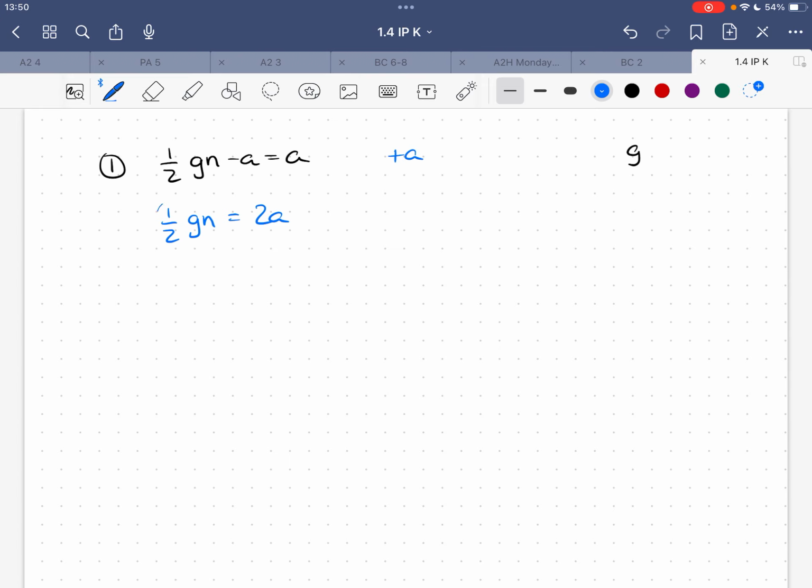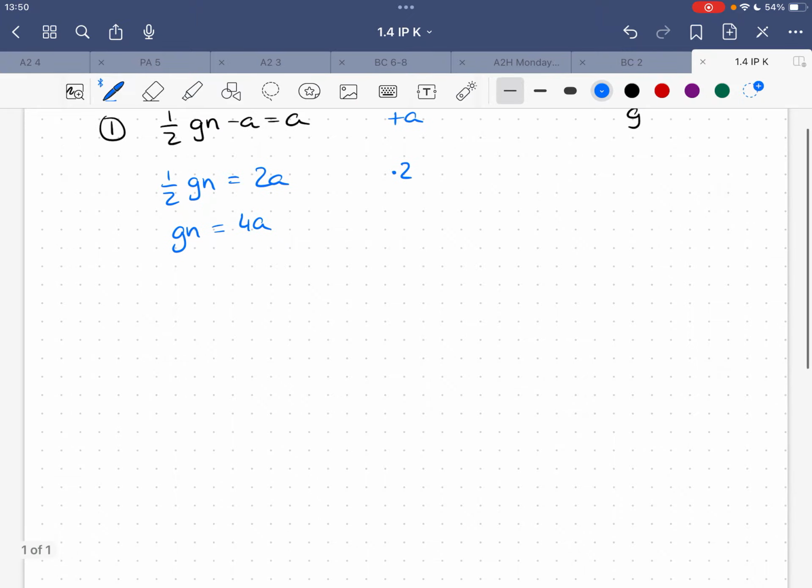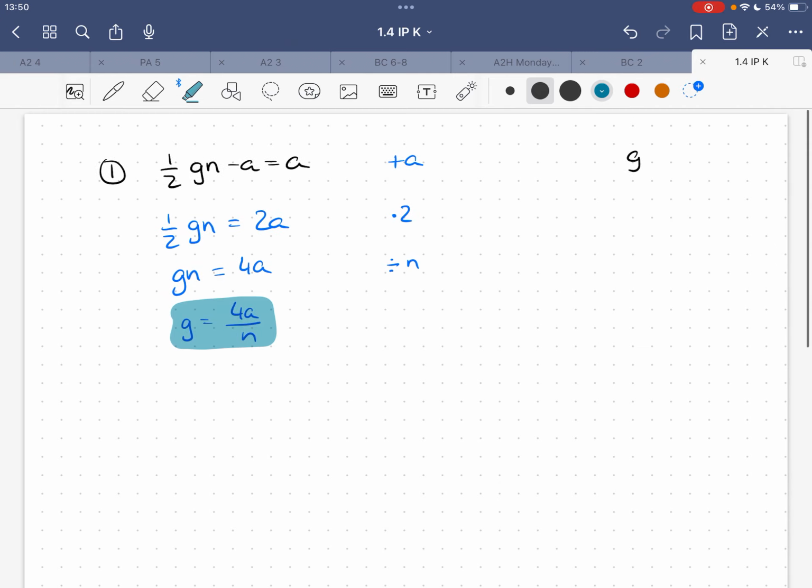Then some of you look at this as a 1/2 multiplying. I see it as a 2 dividing, and I think it's easier. So I'm going to multiply both sides by 2. When I multiply both sides by 2, here the 1/2 disappears, and here I get 4a. And then lastly, I'm going to divide by n on both sides, and then the g is all by itself, equals 4a over n. Okay.